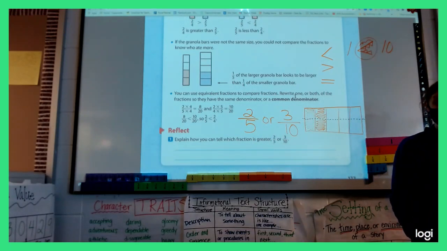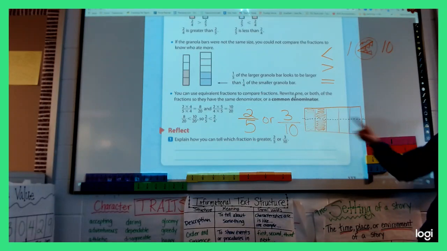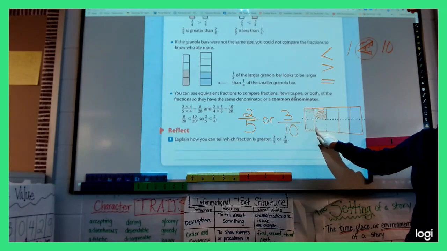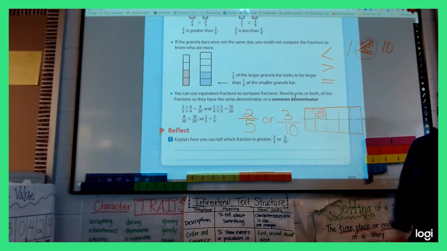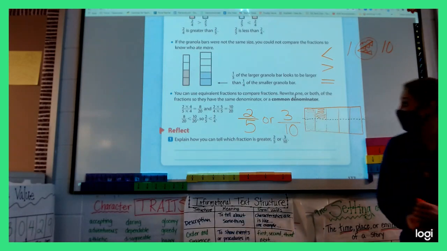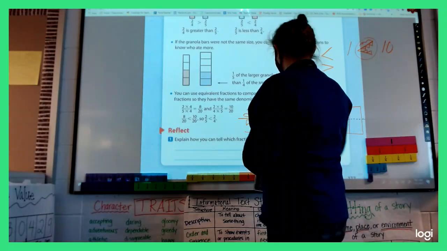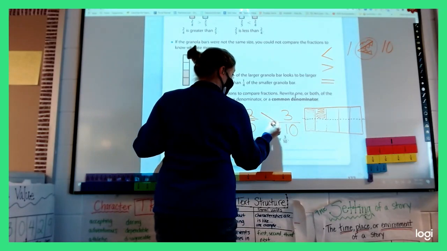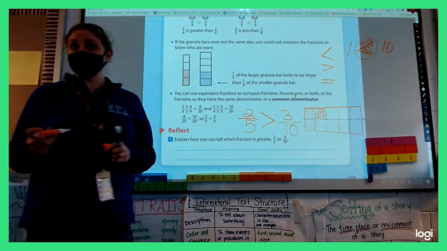Liam? The same. It's not the same. If I had 3/10, I'd have to take one of these away, right? So is 4/10 bigger? Yeah. Yeah, 4/10 is a little bit bigger than 3/10. So that means 2/5 is bigger than 3/10.